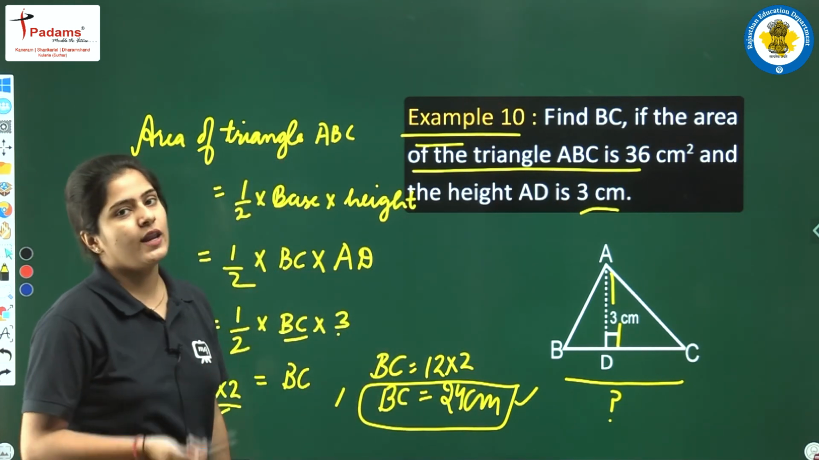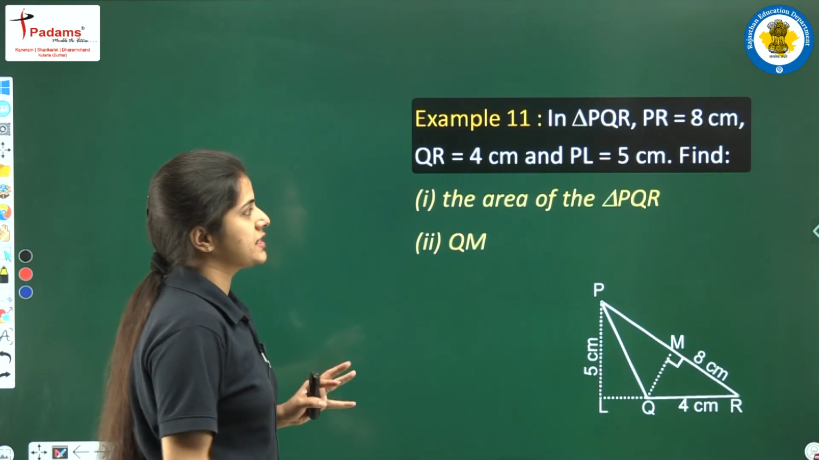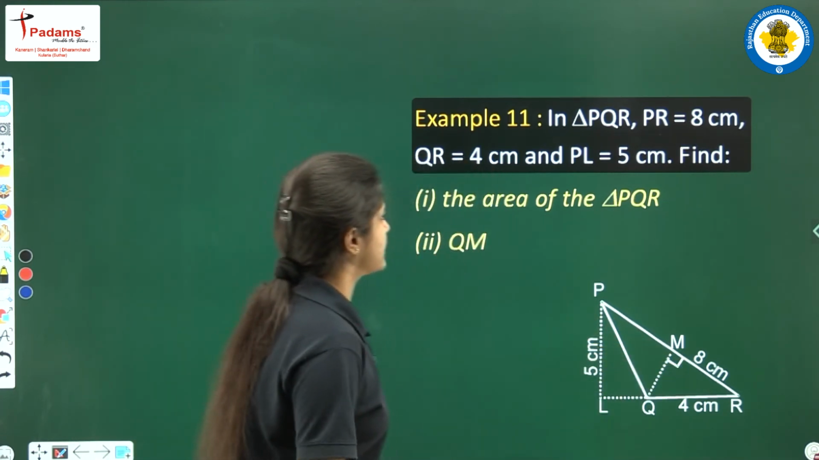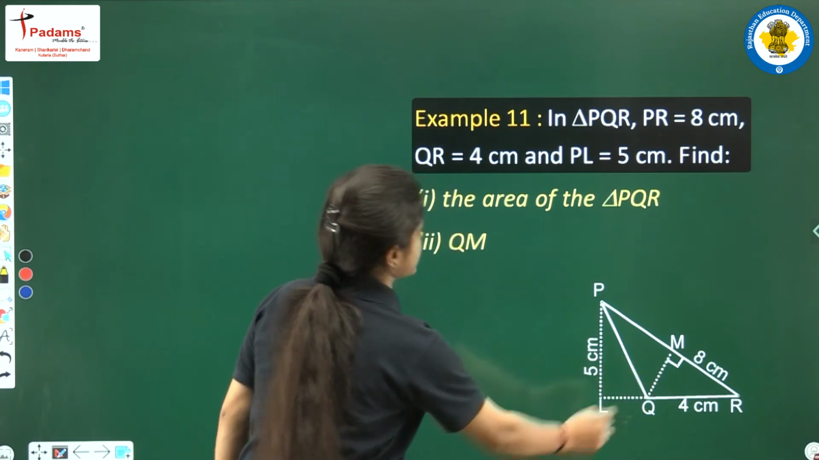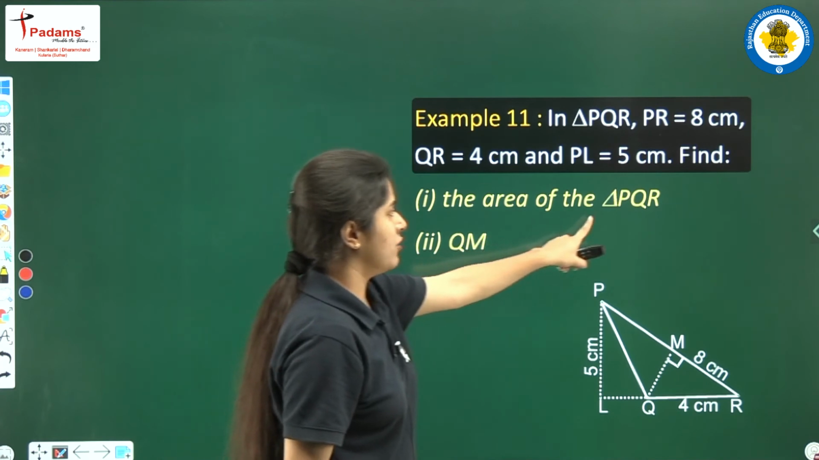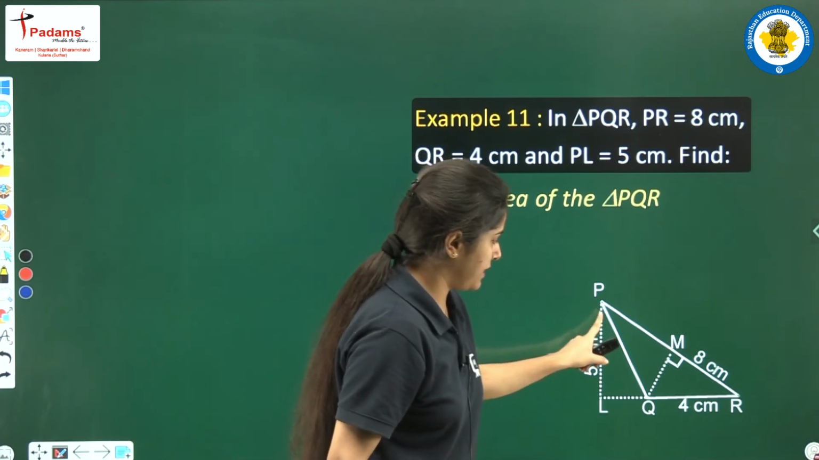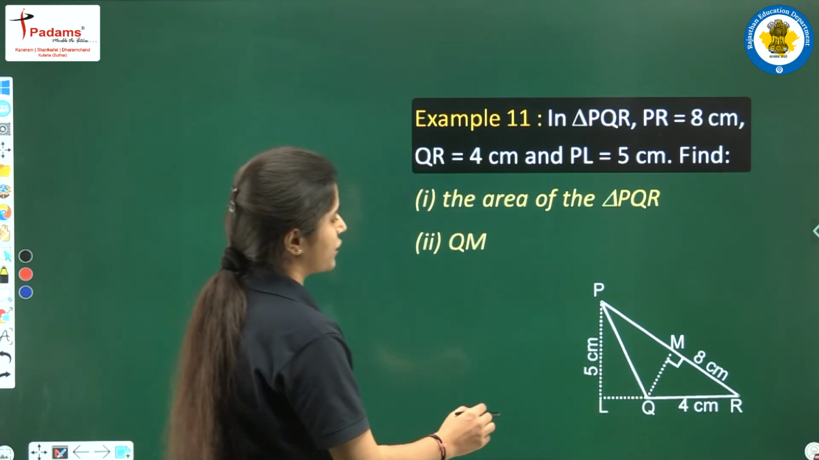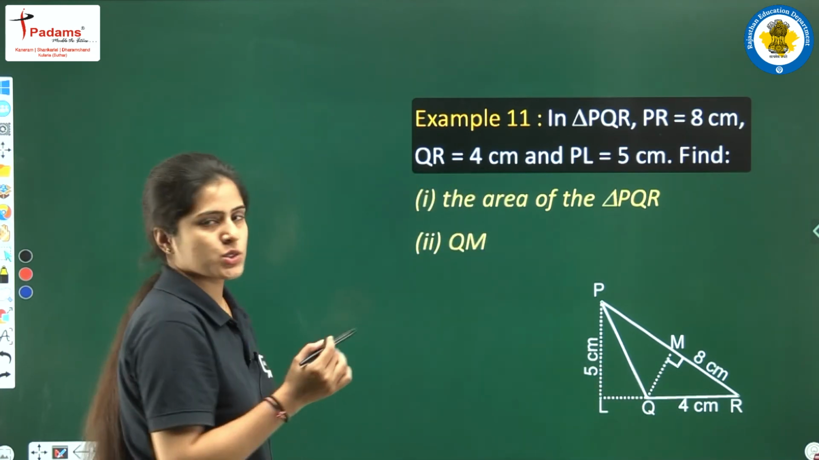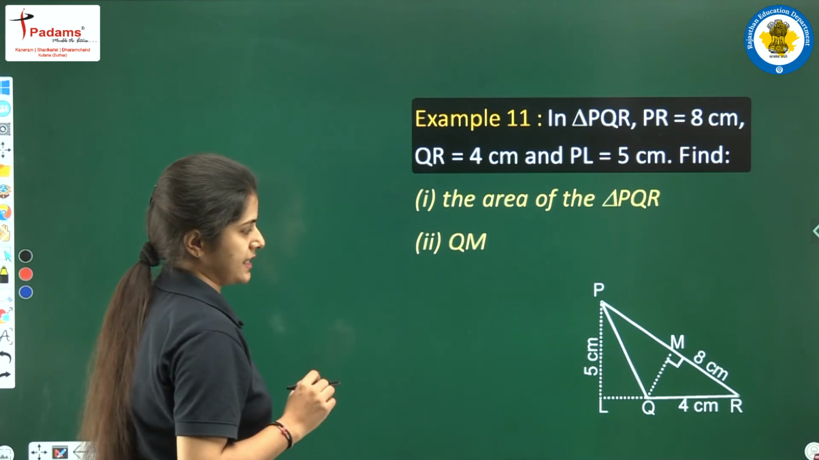Alright students, looking at the next example 11. In triangle PQR, PR is equal to 8 centimeters, QR is equal to 4 centimeters, PL is equal to 5 centimeter. Now you need to find out the area of triangle PQR. Alright students, so firstly, to find out this particular triangle, you know the base, you know the height. So we can easily find out the triangle's area, right?